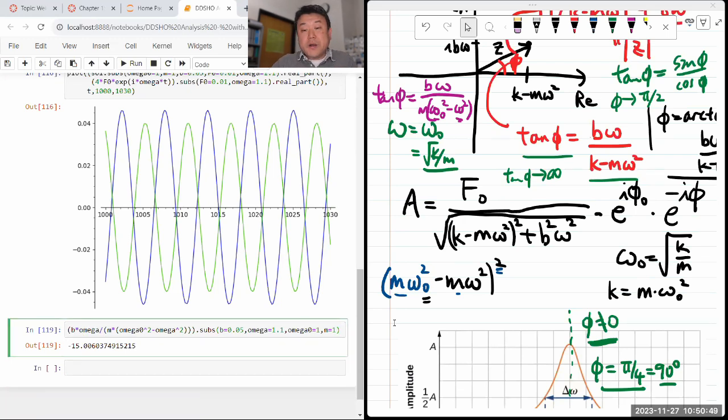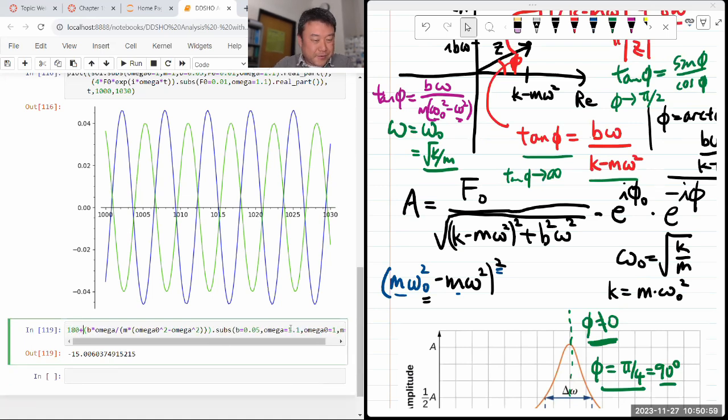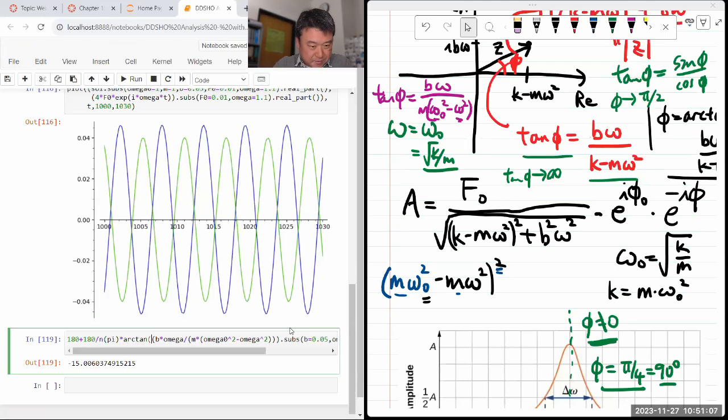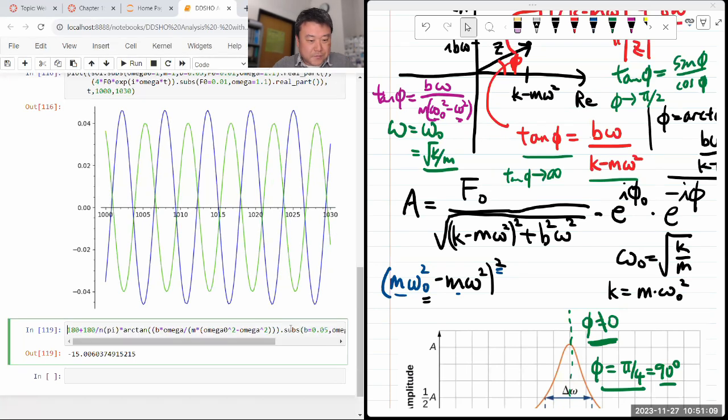So if you recognize that this is in the second quadrant, positive sine, negative cosine, then what you can do is 180 degrees plus 180 divided by pi times arctangent of that. So you have to do a bunch of conversions. So 165 degrees with all the corrections.